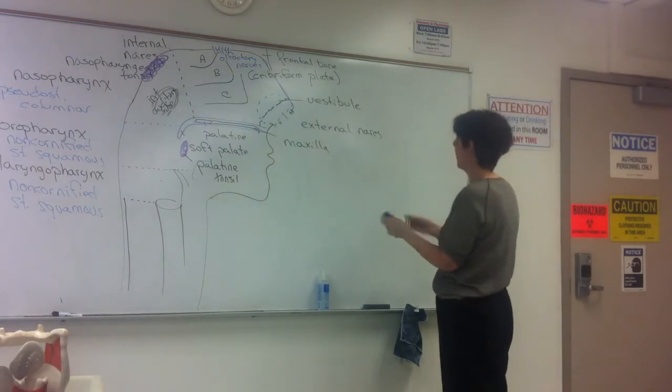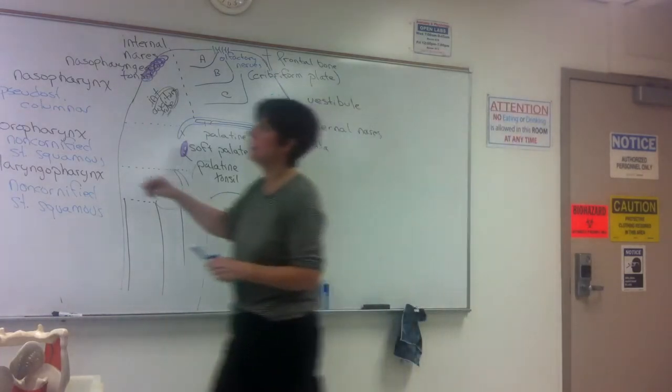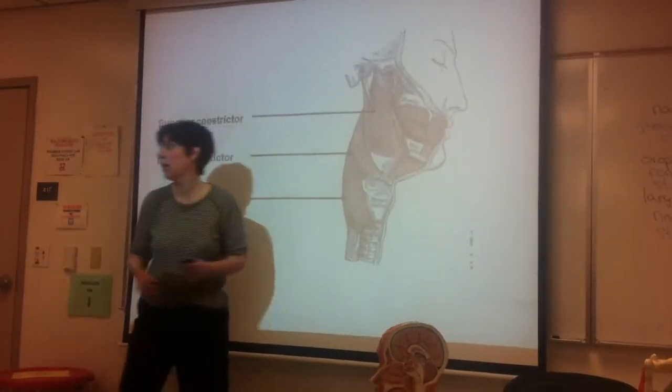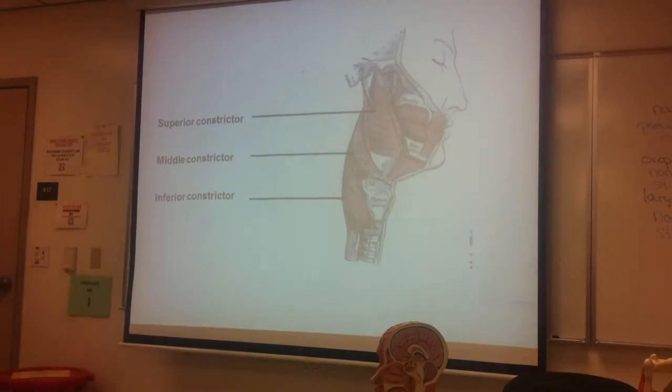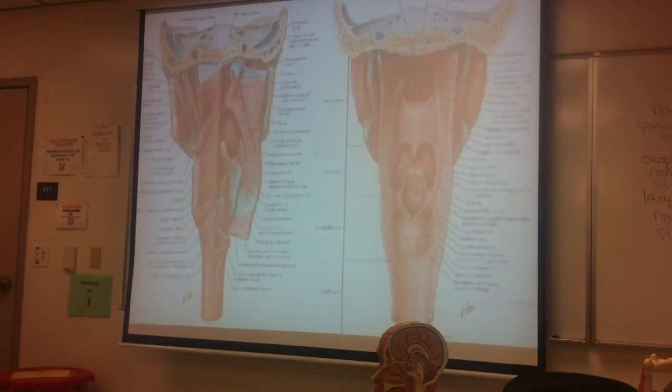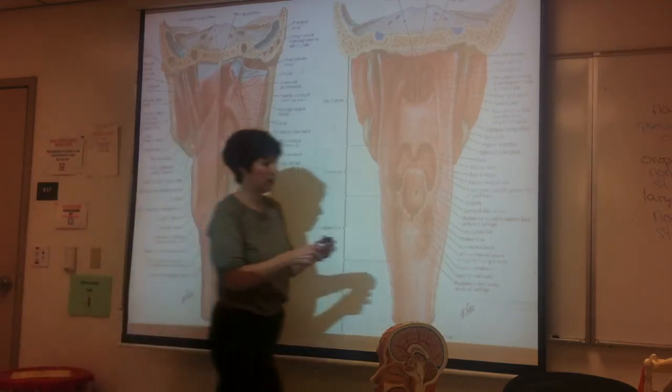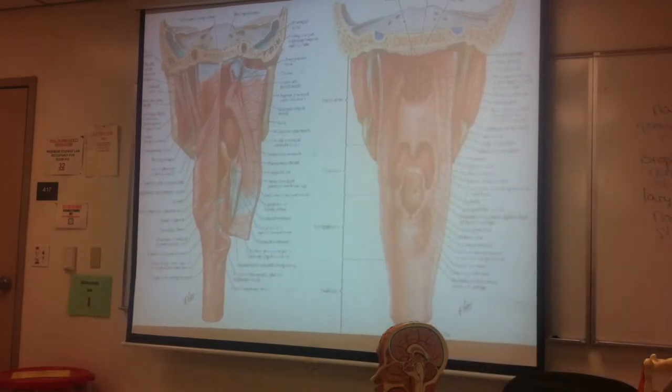So I'm going to use different colors. The superior constrictor starts here along the maxilla and mandible. It forms a raphe with the buccinator muscle. And then it goes up and attaches to the base of the skull. So, how do you spell that? R-A-P-H-E. So this is the superior constrictor right here. I'll draw that one in first.